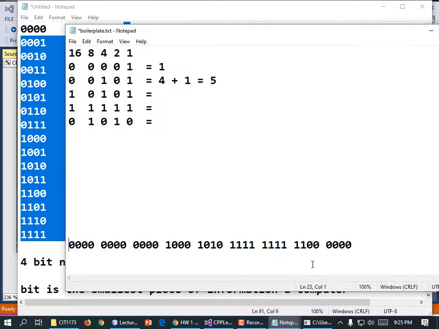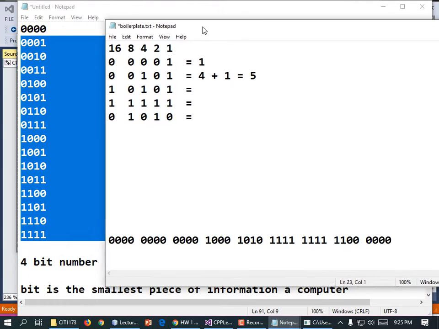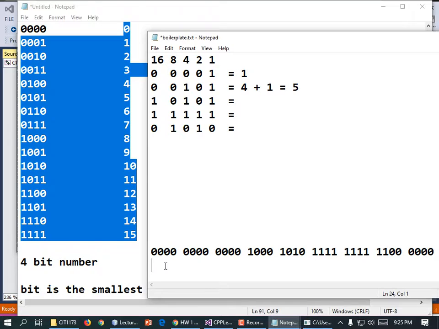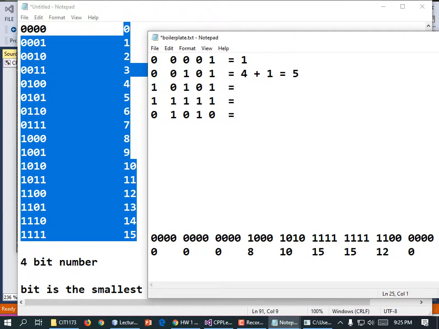So if I take those numbers that I wrote, that big old long string, I could say, what is a 0, 0, 0, 0? It's a 0. I guess I have a lot of zeros in a row. Didn't mean for that to happen. And then what's a 1, 0, 0, 0? 8. That's an 8. And the next one's a 10. The next one's a 15. Looks like I have two 15s in a row. And then what's that one? 12. And then one more 0.